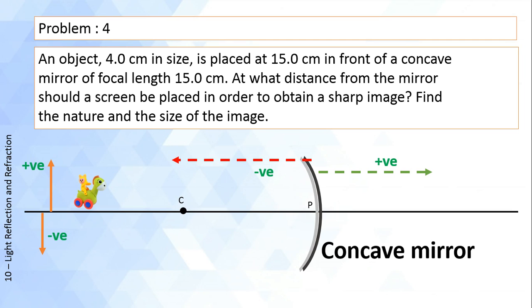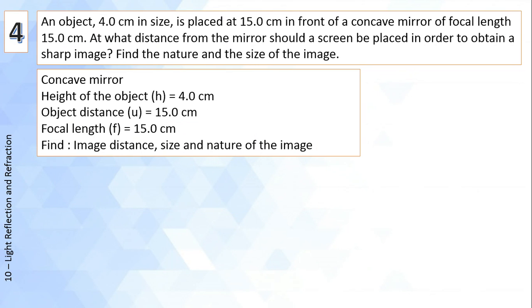In this video, we are going to learn about the formation of image by an object when it is placed at the focal point of a concave mirror. An object 4 centimeter in size is placed at 15 centimeter in front of a concave mirror of focal length 15 centimeter. At what distance from the mirror should a screen be placed in order to obtain a sharp image? Find the nature and size of the image.